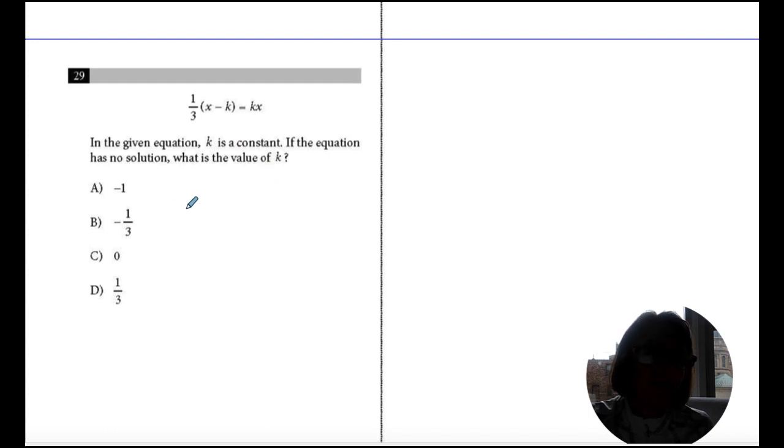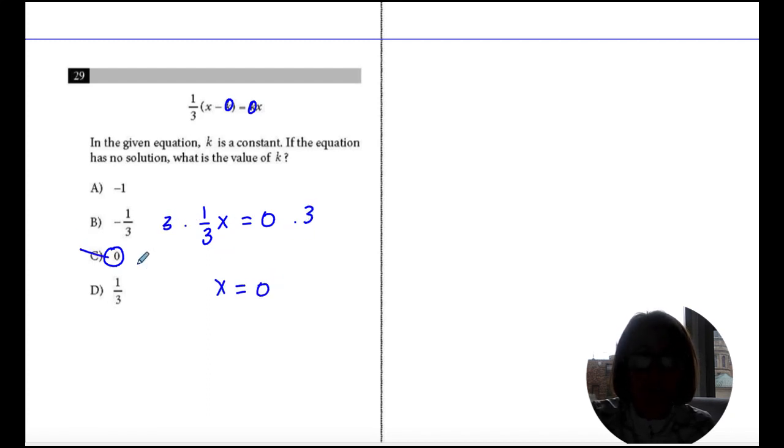This is actually a case where I would plug in the numbers. Let's let k be 0. Then I get 1/3 x equals 0, because the other terms become 0. That is a solvable equation, since x equals 0. So C is out. I went with 0 first because I think it's the easiest one.